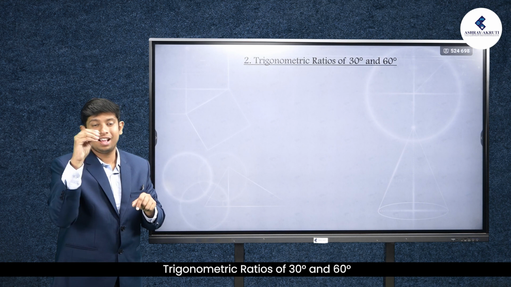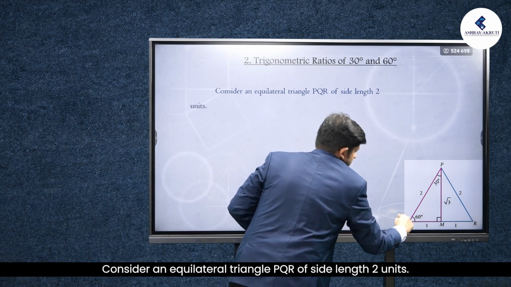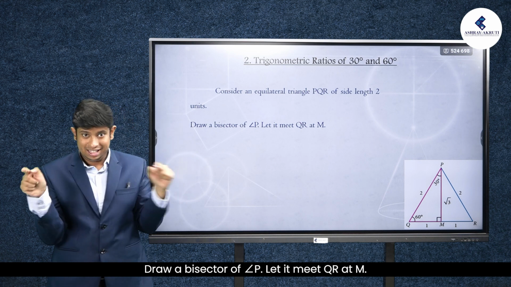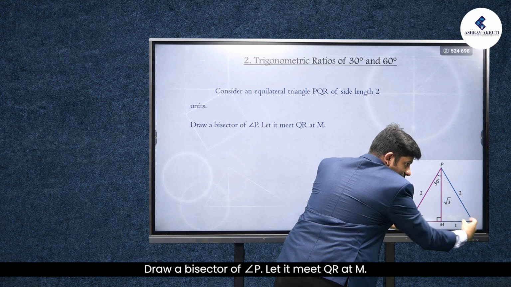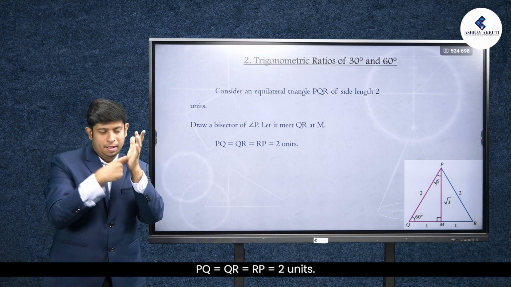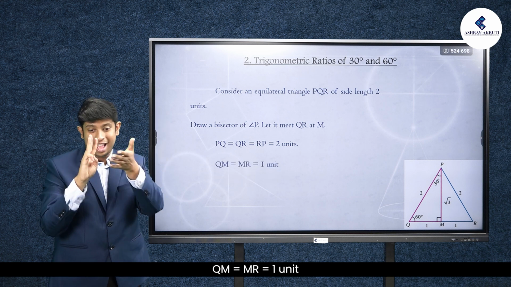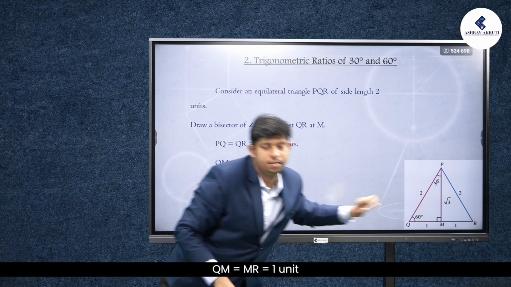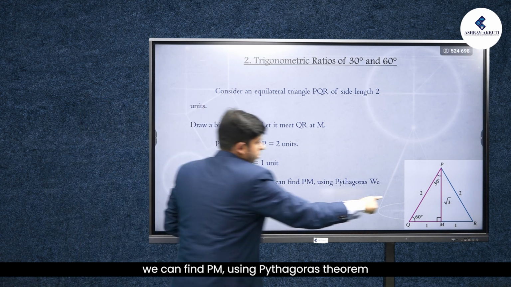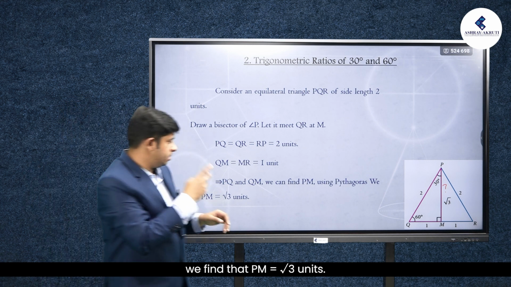Trigonometric ratios of 30 degrees and 60 degrees. Consider an equilateral triangle PQR of side length 2 units. Draw a bisector of angle P. Let it meet QR at M. PQ is equal to QR is equal to RP is equal to 2 units. QM is equal to MR is equal to 1 unit. Knowing PQ and QM, we can find PM using Pythagoras theorem. We find that PM is equal to root 3 units.